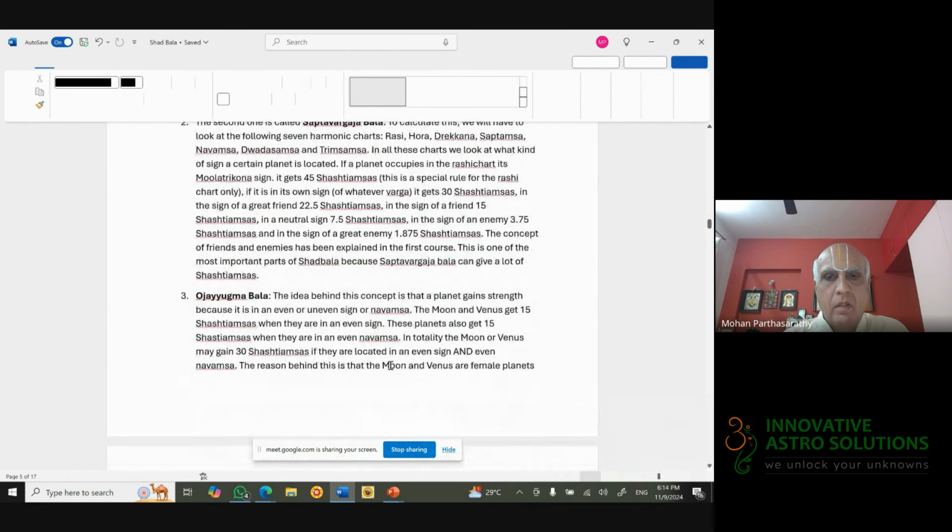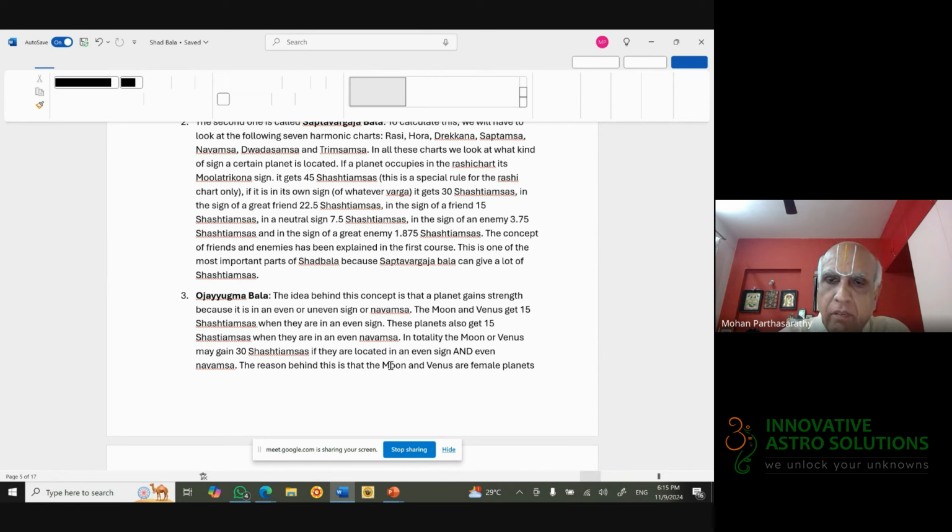Then we go to Oja Yugma Bala. What is Oja Yugma Bala? This is the concept which says that the planet gains or loses strength depending upon the sign being odd or even, and also in Navamsa. Moon and Venus get 15 Shashti Amsas when they are in an even sign. These two planets are female planets, and they also get 15 Shashti Amsas when they are in an even Navamsa. In totality, Moon and Venus get 30 Shashti Amsas.